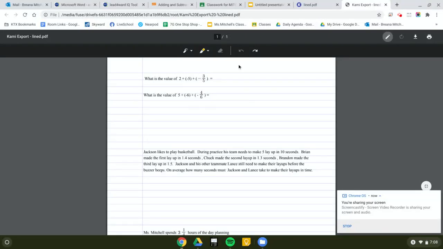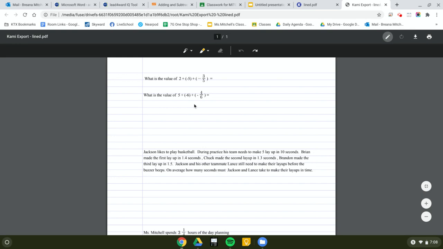All right, guys. So we're gonna do a couple problems to help us review for our quiz today. So I'm gonna start off with the first two. So we have, what's the value of 2 plus -5 plus -3/5.